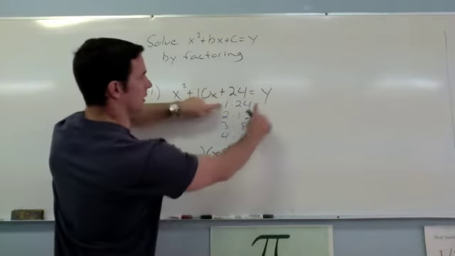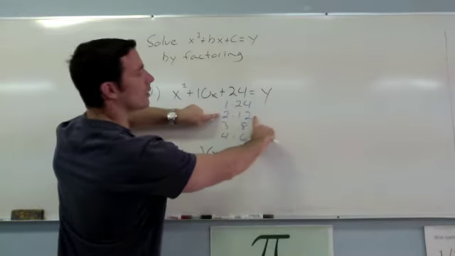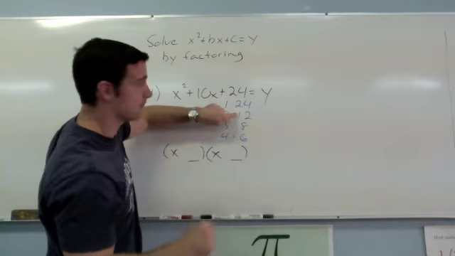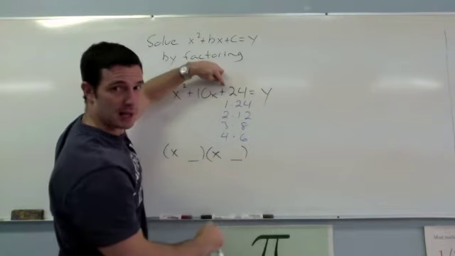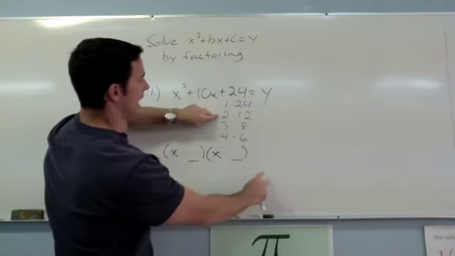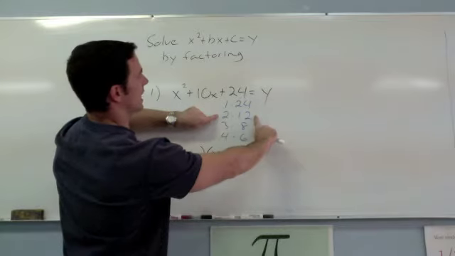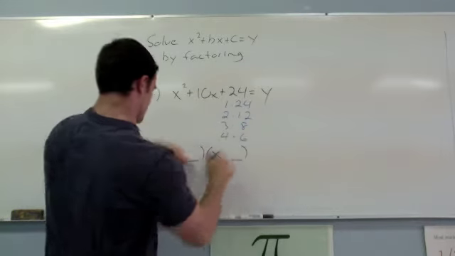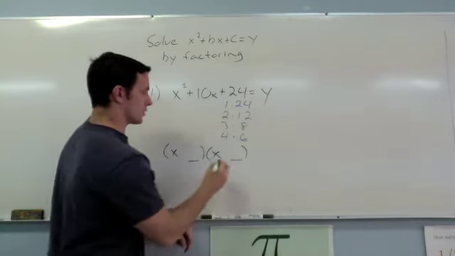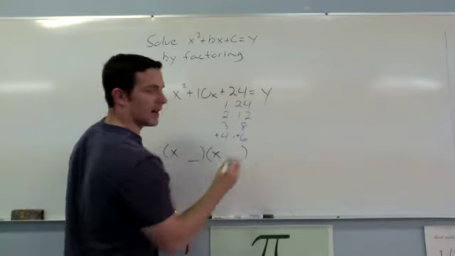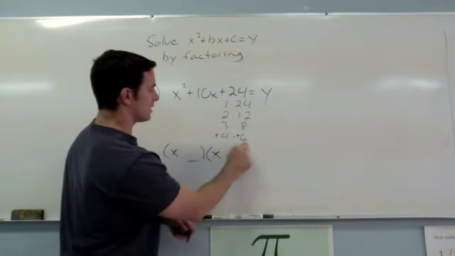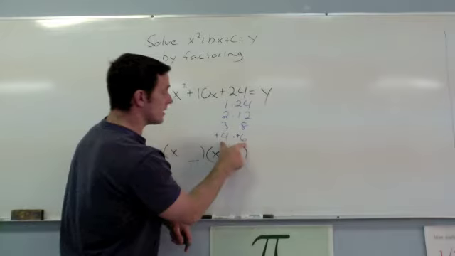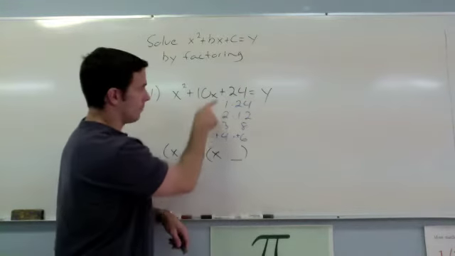So, 1 and 24 will not give me 10. 2 and 12 could give me 10 if the 2 is negative and the 12 is positive. But remember, when they multiply, they have to give me a positive 24. And if I had a negative 2 and a positive 12, that would not give me positive 24. 3 and 8 won't work. 4 and 6 are the only two numbers. A positive 4 and a positive 6 will give me a positive 10 when I add them. A positive 4 and a positive 6 will give me positive 24 when I multiply them.